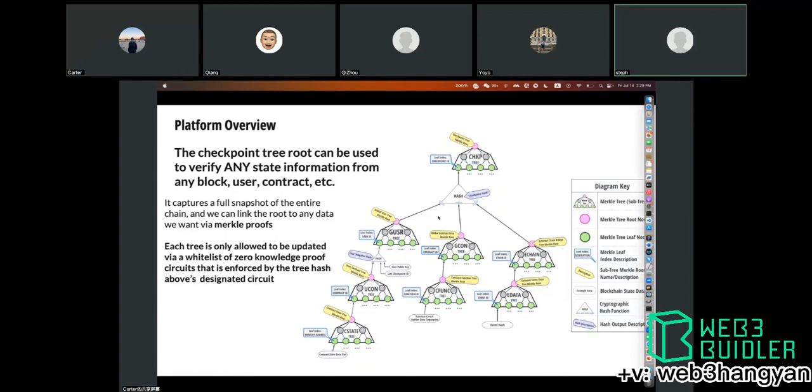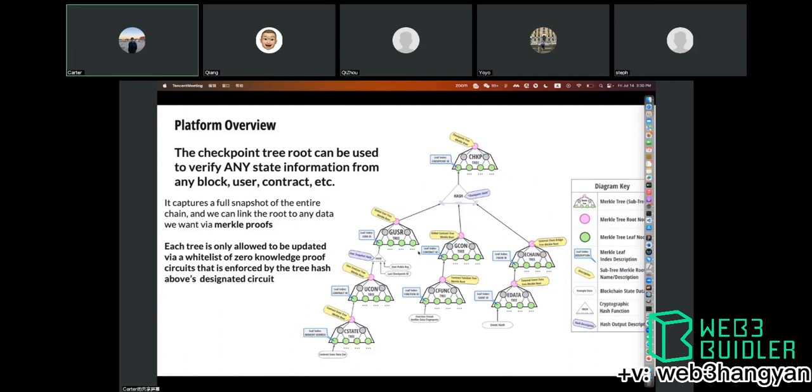Yeah, so one quick question. The checkpoint tree, is it for the whole blockchain or for one block? For the whole blockchain. So each block is one checkpoint. So you can imagine one leaf, can I draw on the screen? Can you see my cursor? Yes, I can see.